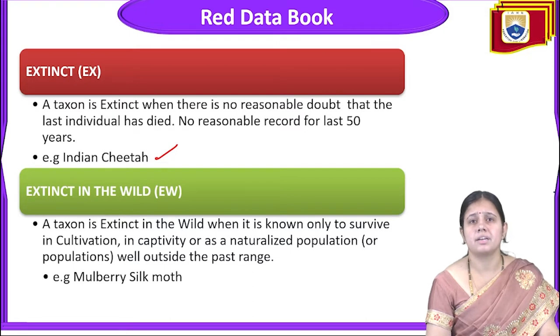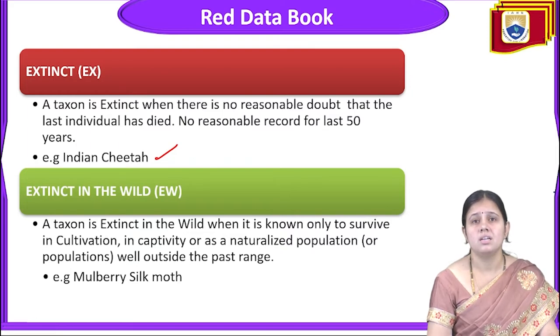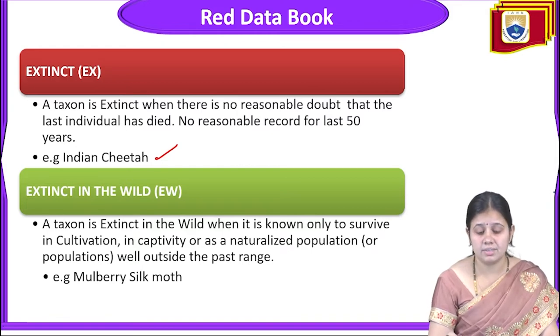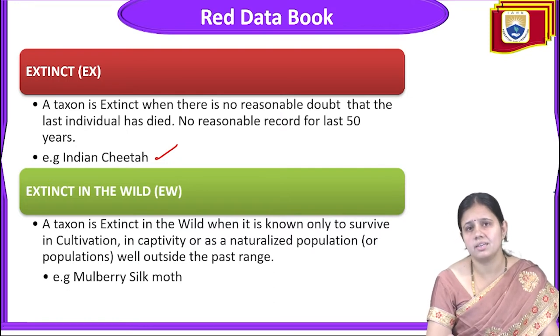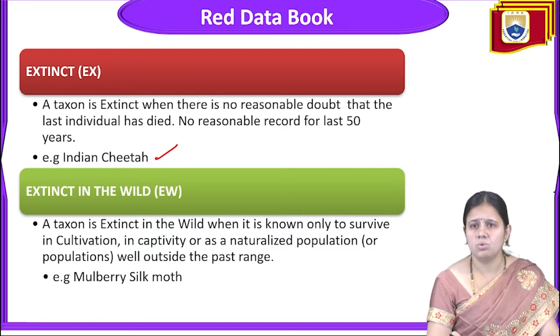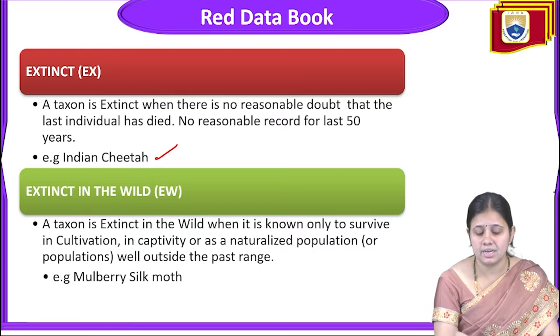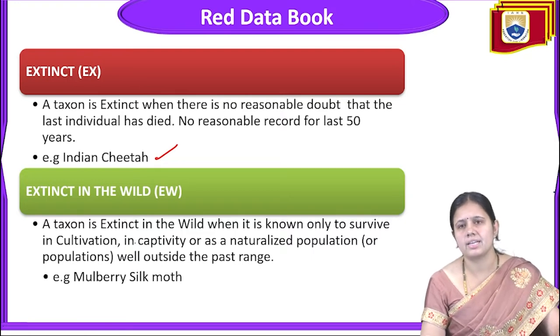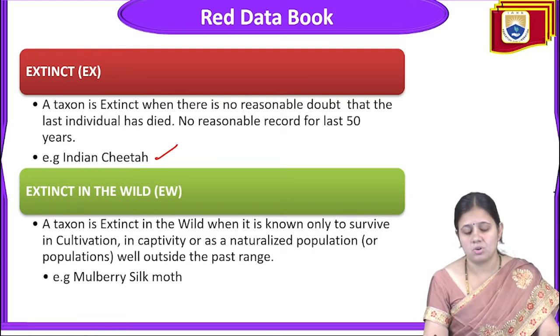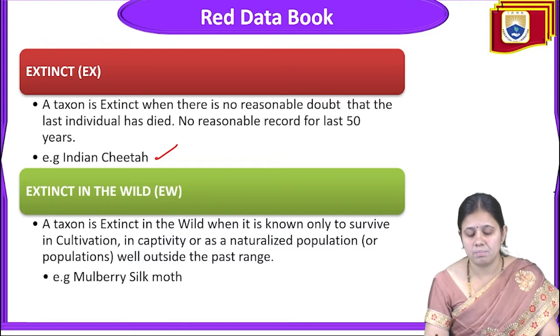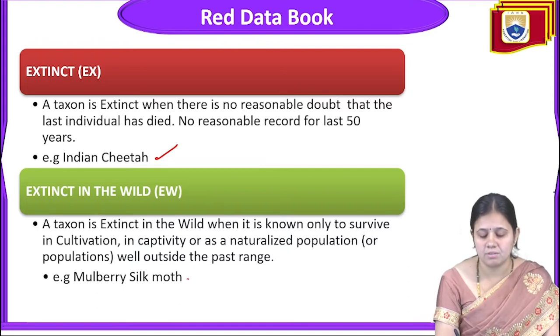That comes under the category of extinct. Its example is the Indian cheetah. That is a species for which there is no reasonable doubt that the last individual has died. Next is extinct in the wild. A taxon is extinct in the wild when it is known only to survive in cultivation, in captivity, or as a naturalized population well outside its past range. An example is the mulberry silk moth.